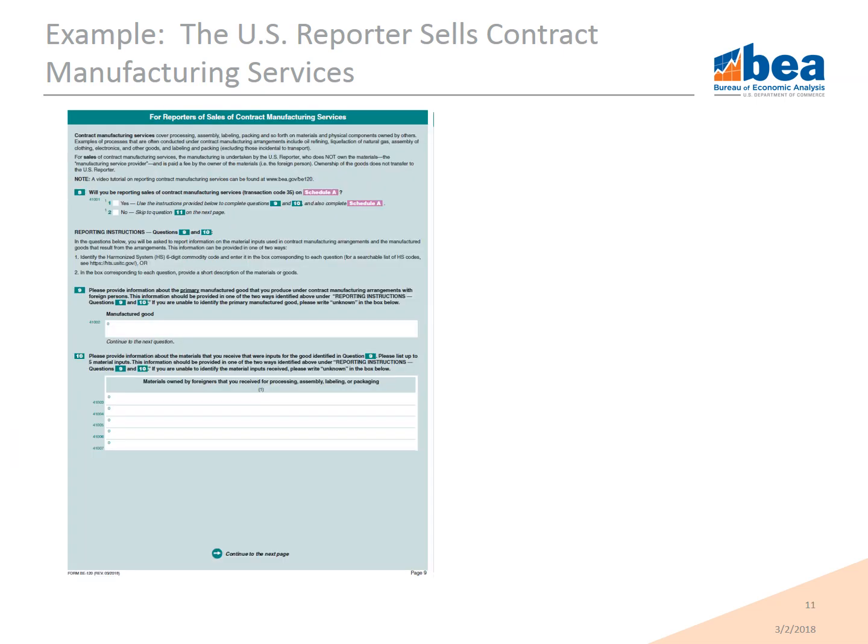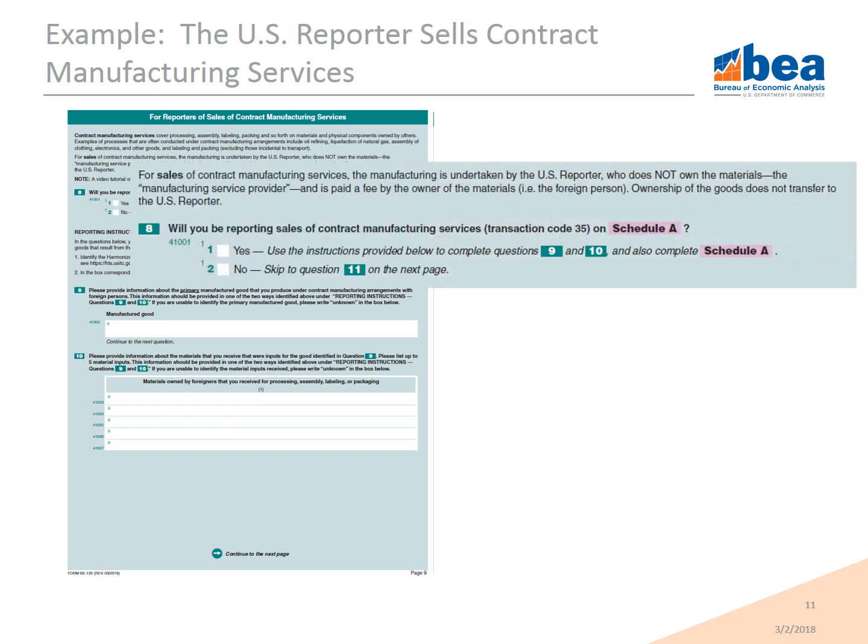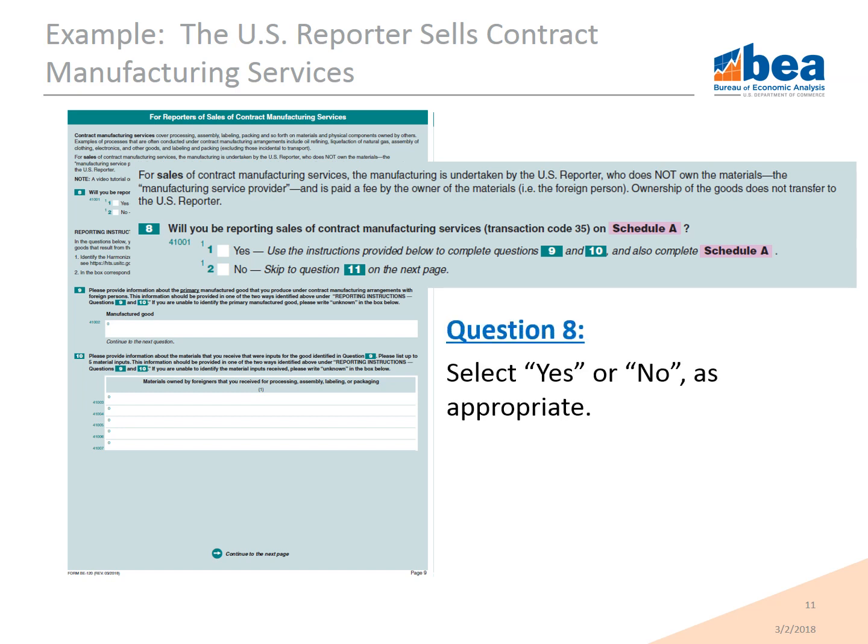For now, let's continue on to question number 8, which asks if the U.S. reporter will be reporting sales of contract manufacturing services on Schedule A of the survey. In this example, the U.S. reporter should mark yes, since they exceeded the $2 million combined reporting threshold for Schedule A.